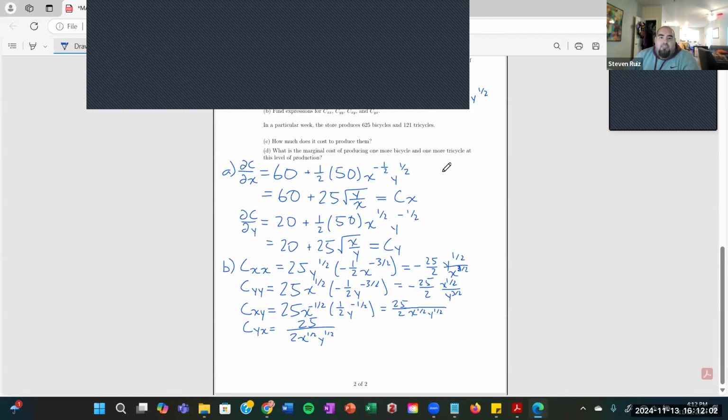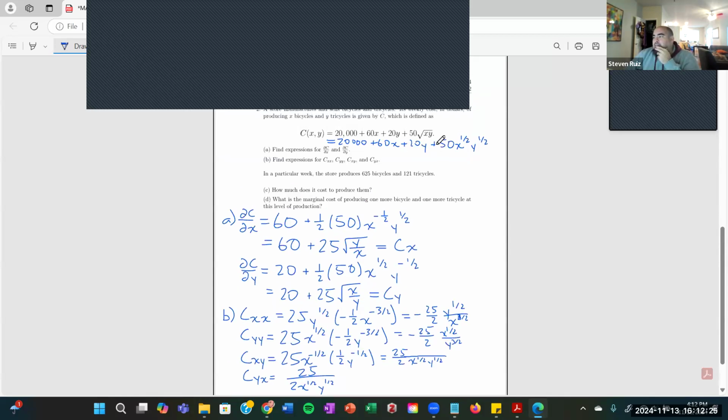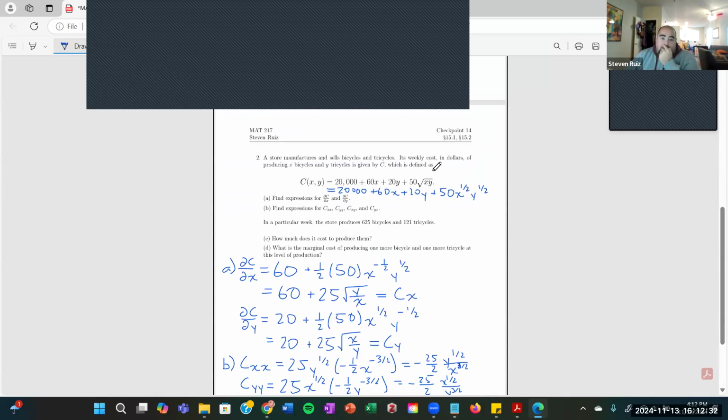Do I have enough room to do C and D? I really don't want to erase anything because I need a lot of information. Okay, so we'll get there. So what does part C ask for? Part C, how much does it cost to produce 625 bicycles and 121 tricycles? I just started messing with this function because it just asked for derivatives. Didn't even really look at what this function says.